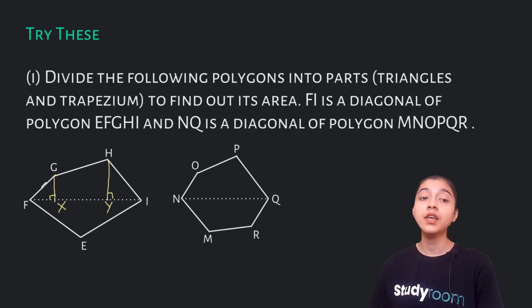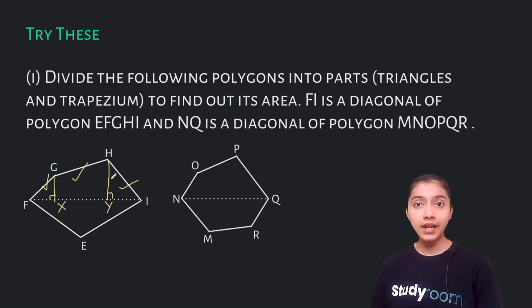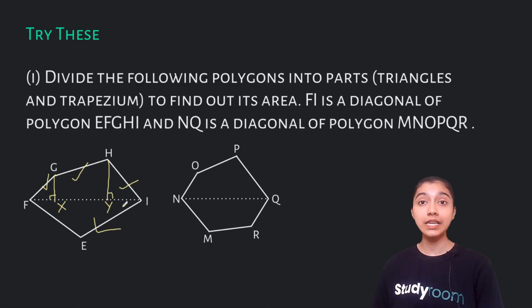The first one is the right angle triangle FXG. The second one is a trapezium XYHG. The third one is a triangle, which is again a right angle triangle YIH. And the last one is the bottom triangle, which is FEI. If we add up the area of each of these shapes, that is 3 triangles and 1 trapezium, that will result in the area of the polygon.